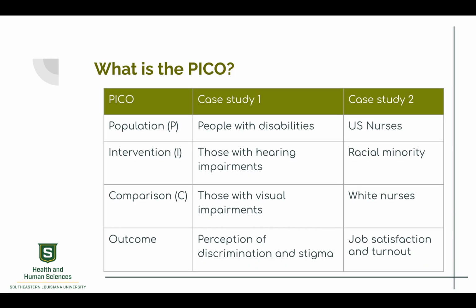So the PICO for case study 1: population is people with disabilities. The intervention is those with hearing aid. The comparison is those with visual impairment. Outcome is perception of discrimination and stigma. In case study 2, population is the U.S. nurses. Intervention is racial minority. The comparison is white nurses, and the outcome is job satisfaction and turnover.